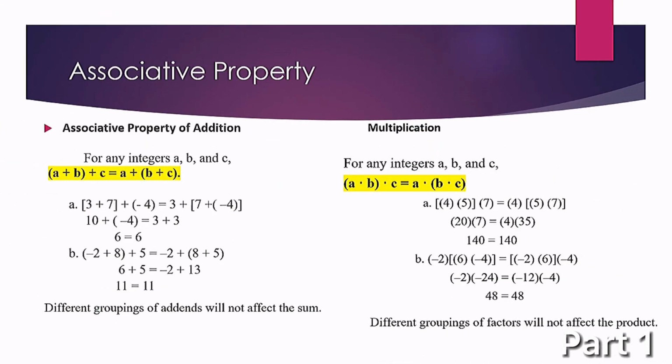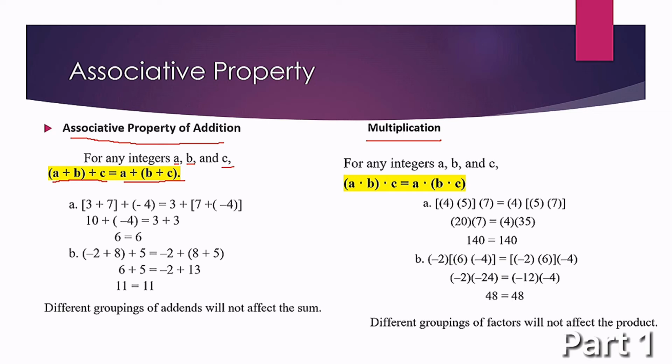Next property is associative property. So, we have the associative property of addition and multiplication. For addition, any integers A, B, and C. So, we have three numbers. We have the quantity of A plus B, plus C, equals A plus the quantity of B plus C. So, ano ang napapansin ninyo sa statement or sa tatlong numbers?